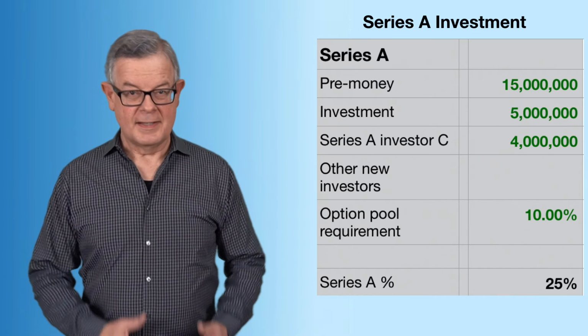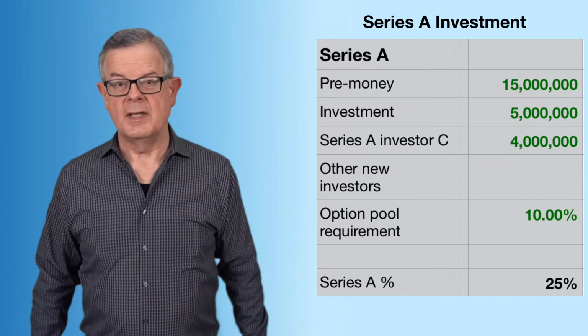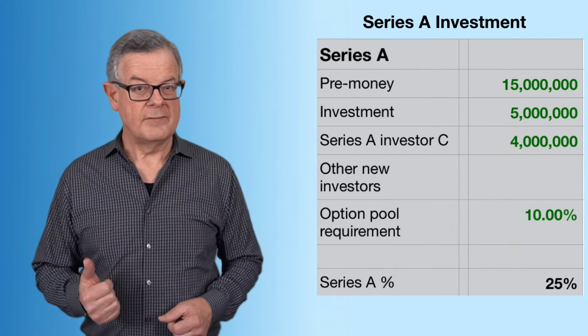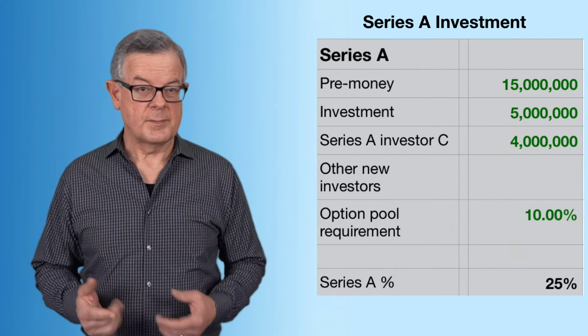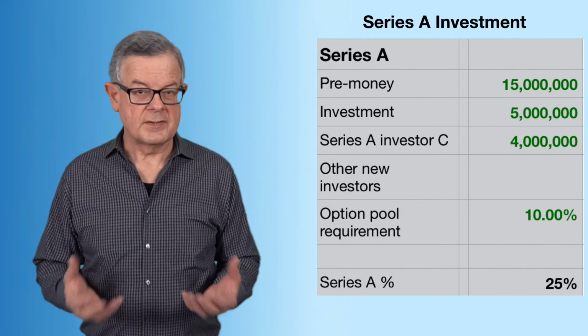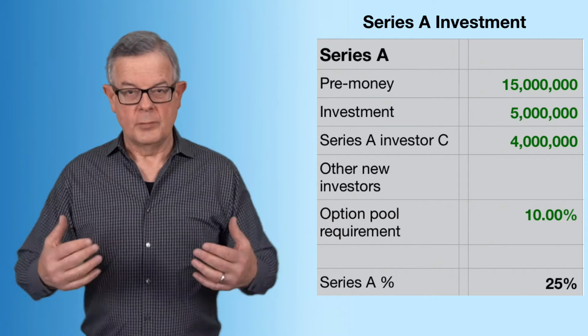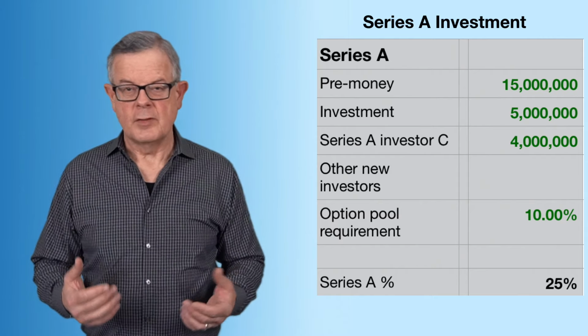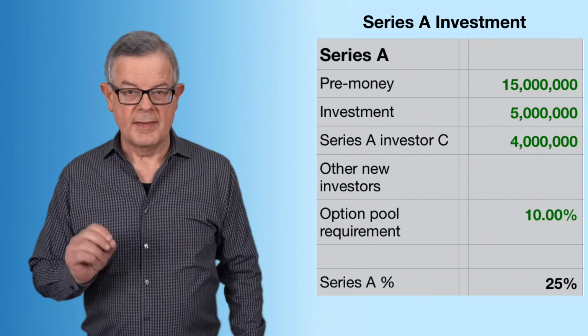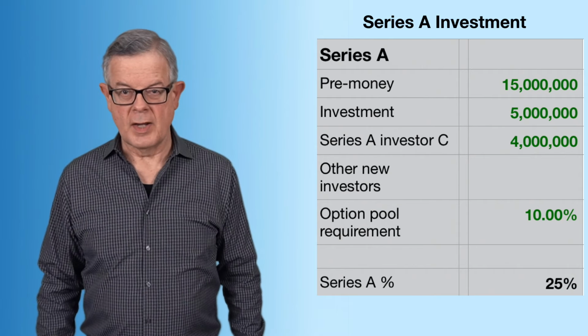And then they get an offer for a Series A investment. So the assumptions behind that are $15 million pre-money value, a $5 million investment, and the investor C, which would be the lead investor, is investing $4 million of that. The rest of the investment will be from other investors, and of course the pro rata investment from that one safe investor with a pro rata right.